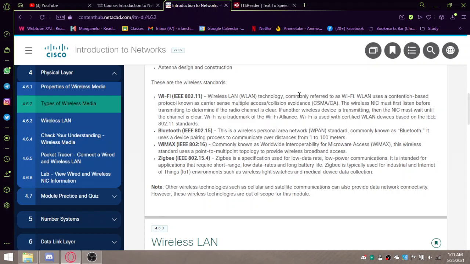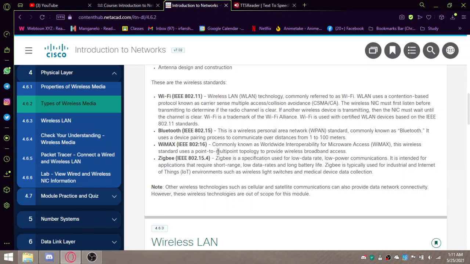This is a wireless personal area network standard, commonly known as Bluetooth. It uses a device pairing process to communicate over distances from 1 to 100 meters. Woi panjang. 1 to 100 meters. Aku rasa 1 meter pun dapat. Besar betul Bluetooth.